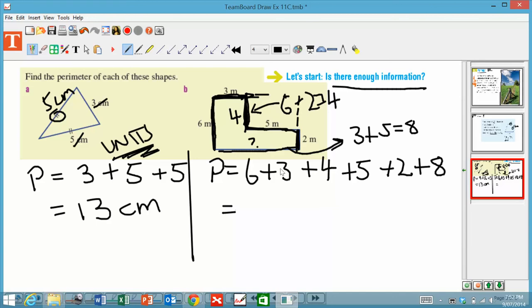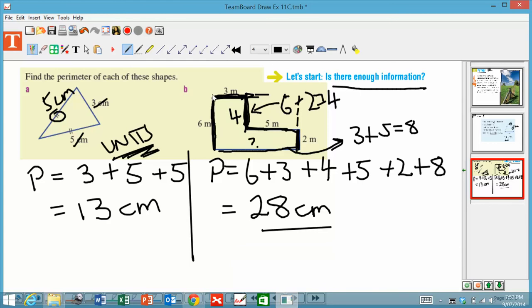So now all we need to do is add all these together. 6 and 3 is 9, plus 4 is 13, plus 5 is 18, plus 2 is 20, plus another 8 is 28 centimeters. And I just want to check that again, going the other way. 8 and 2 is 10, 15, 19, 22, 28 centimeters. Here's my final answer for the perimeter.